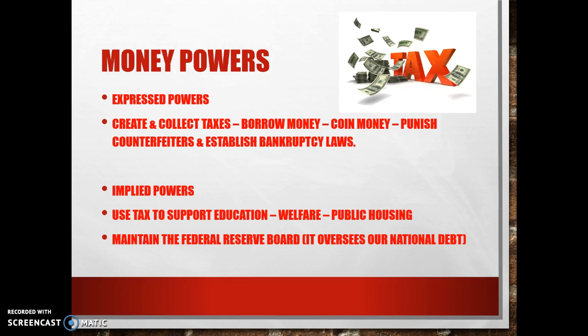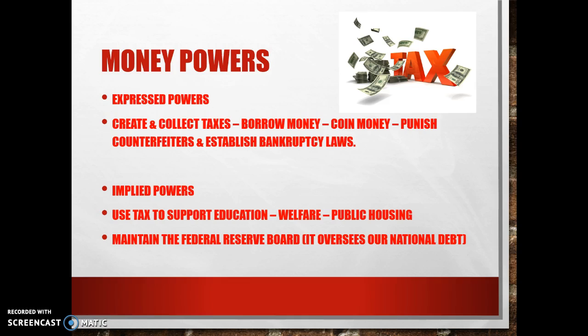In addition, you should remember that the House of Representatives has the power of the purse. All policies, all tax laws, all spending bills, all of those have to be started in the House of Representatives. In addition, express powers in the Constitution include Congress's ability to borrow money, coin money, literally physically make it, and punish counterfeiters, people who are making fake money, and establish bankruptcy laws.